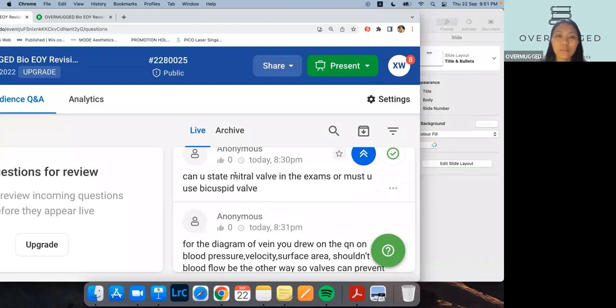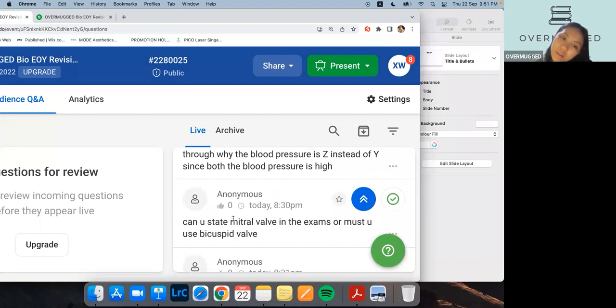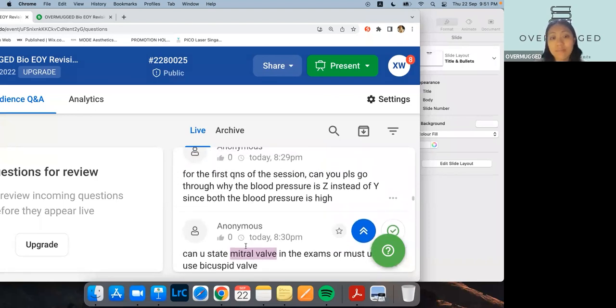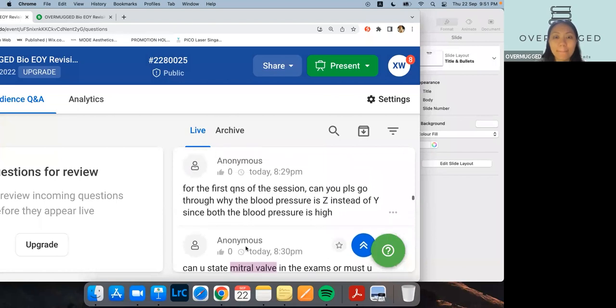State mitral valve. Can, but I think most schools don't use this. If a school teaches this, I think it's fine. In general, most schools will use bicuspid valve, I believe. If you want to state this valve, it's okay too. Why is the blood pressure Z instead of Y?